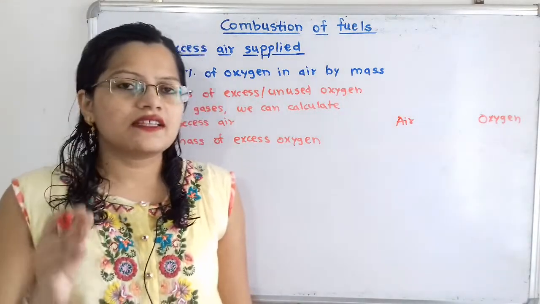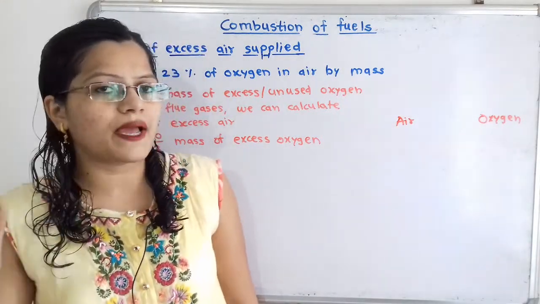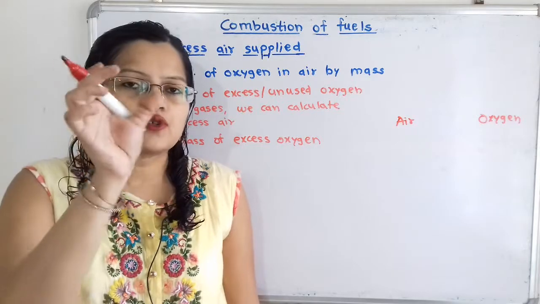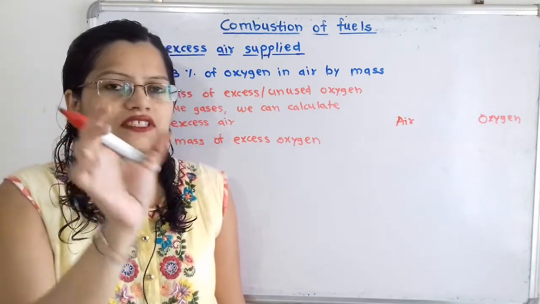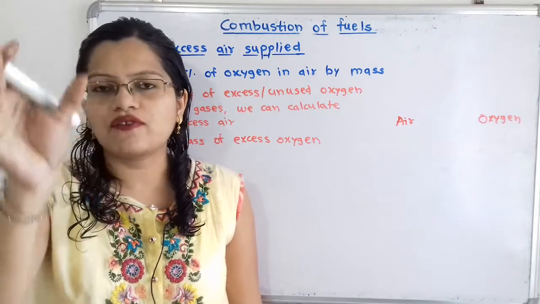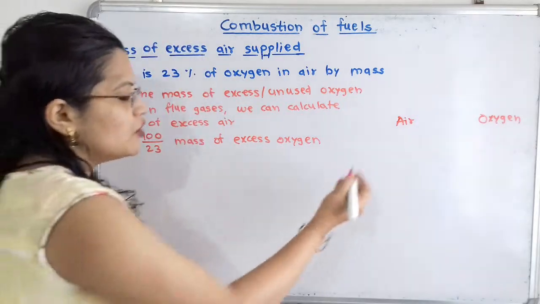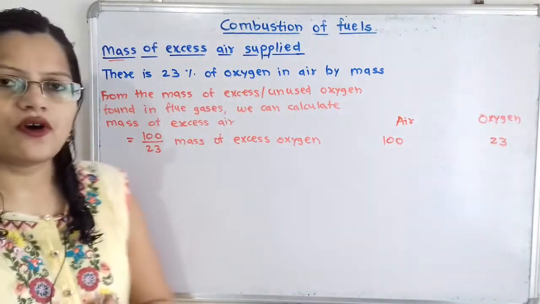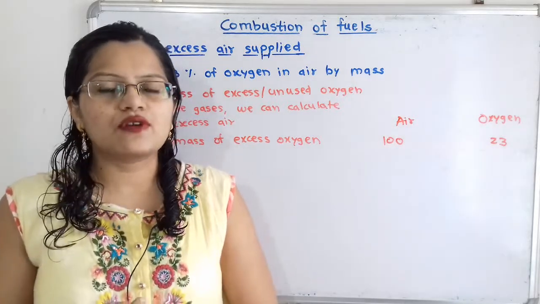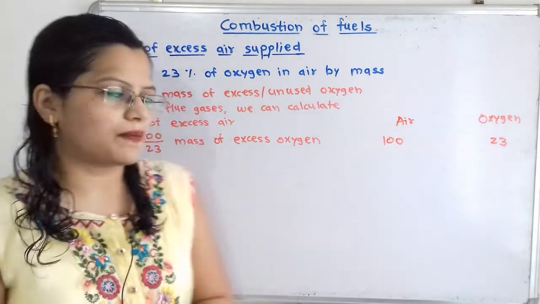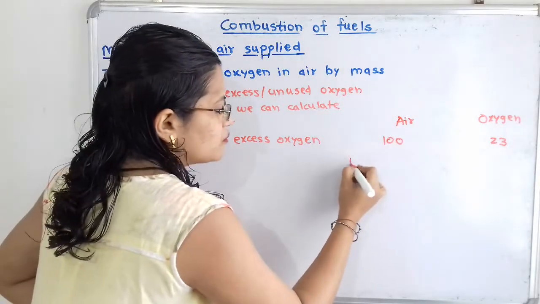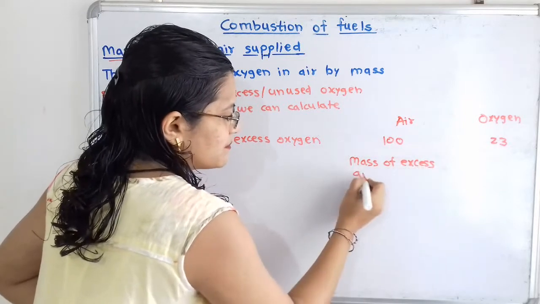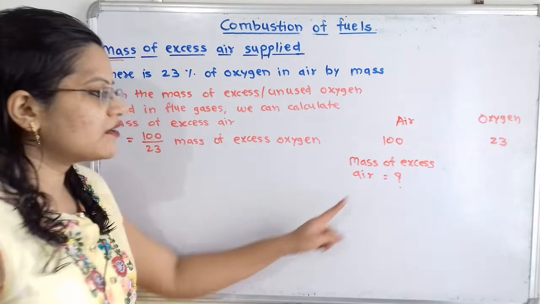We know that there is 23% of oxygen by mass in air. 23% means 23 by 100. Out of 100 amount of air, 23 is oxygen. So for air I will write 100, and out of 100, 23 is for oxygen. Now, how to calculate the mass of excess air supplied? The mass of excess air is what we have to calculate, so here is the question mark.